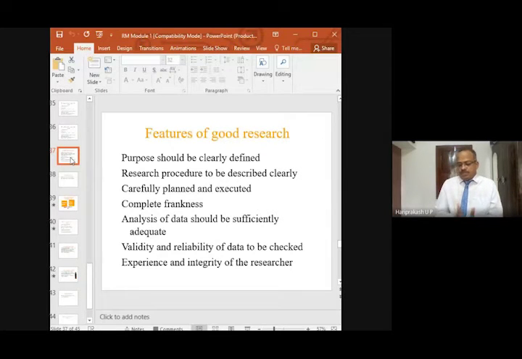Structured research, so you have structured it. I am going to collect this type of data. This is how I am going to collect it. This is my sample size, and this is how I determine the sample size. This is how I am going to collect the data. This is how I am going to analyze the data. In the same way you are going to do it. That is why it is called structured.